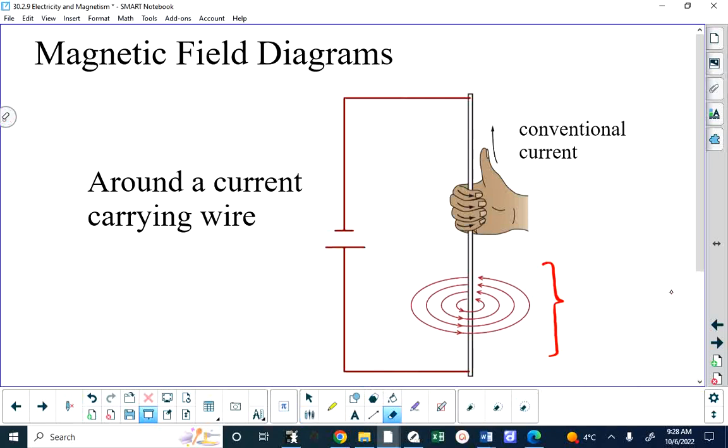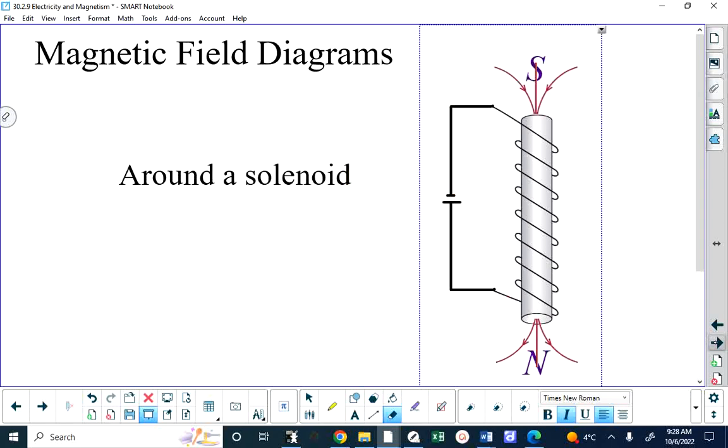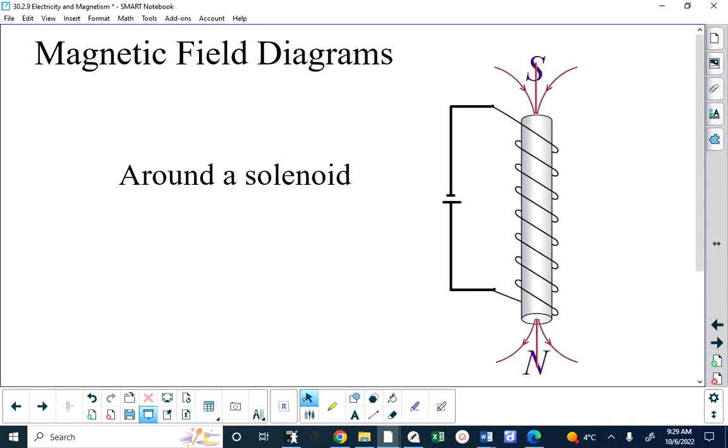Bottom line, your thumb goes in the direction of conventional current, which is the way that positive charge in the wire would flow. Your fingers encircle the conductor, indicating the direction of the magnetic field. You should be able to take that knowledge and transfer it into finding the pole of a solenoid.